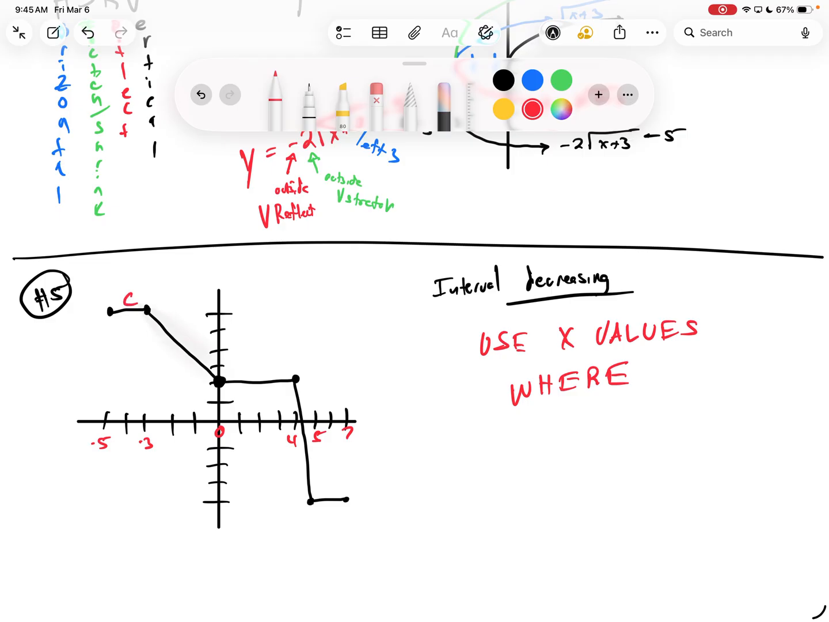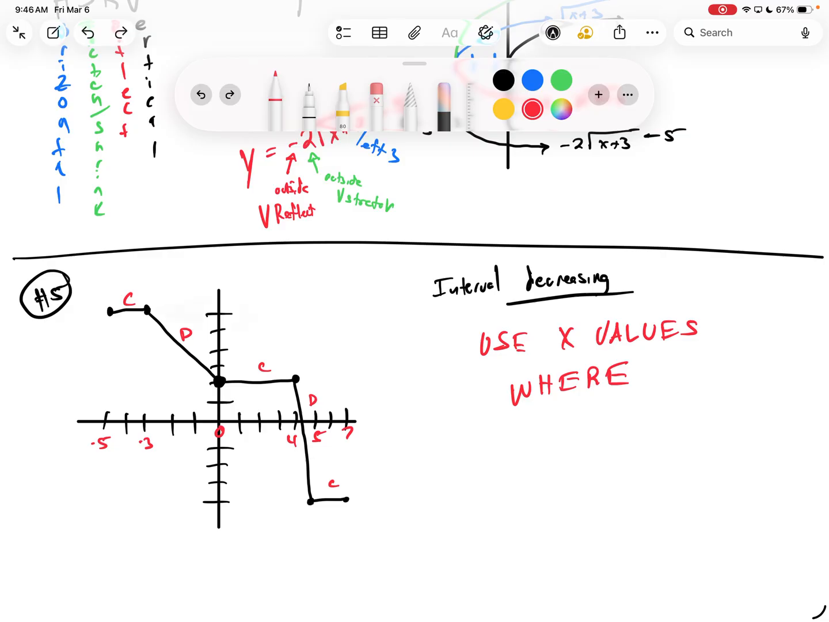Okay. So this right here would be constant, right? It's flat from -5 to -3. Then it's decreasing from -3 to 0. And then it's constant from 0 to 4. And then it's decreasing from 4 to 5. And then it's constant from 5 to 7. Okay. I do not care how much it goes down from there to there. I only care where it is going down. All I'm doing is identifying where it's going down.